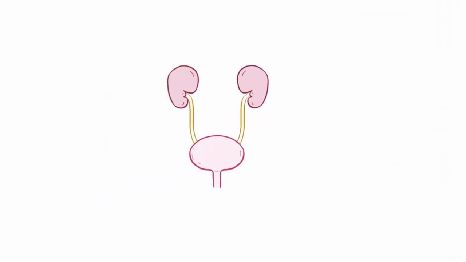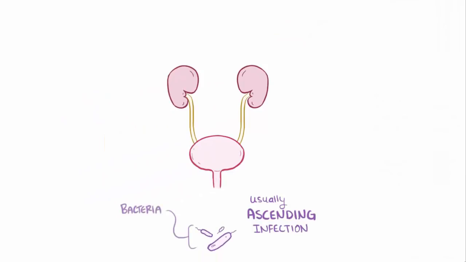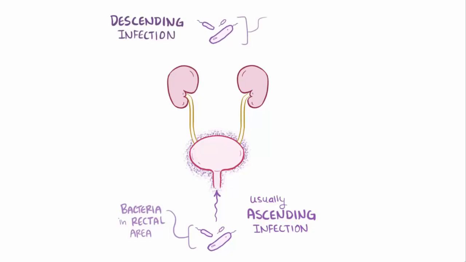Lower UTIs are almost always caused by an ascending infection, where bacteria typically move from the rectal area to the urethra and then migrate up the urethra and into the bladder. Having said that, on rare occasions, a descending infection can happen as well, where bacteria starts in the blood or lymph and then goes to the kidney and makes its way down to the bladder and urethra.